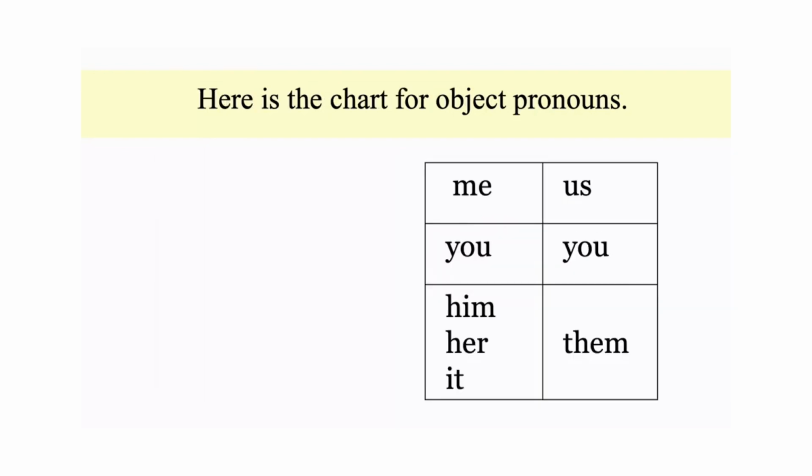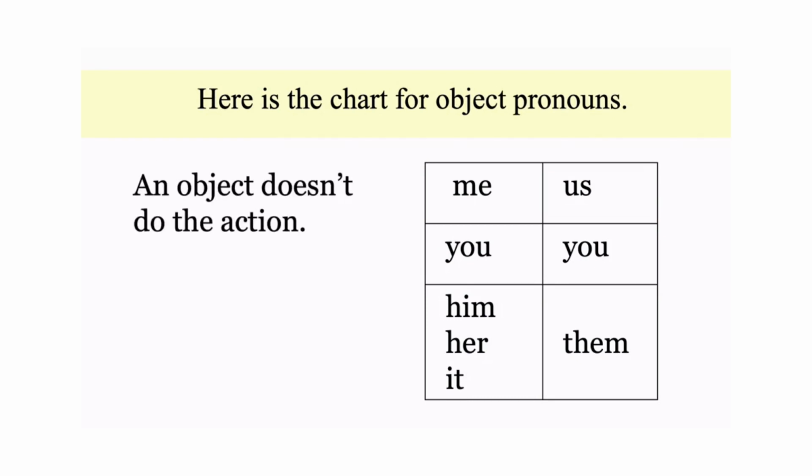Here's the chart for object pronouns. You've probably seen these too. Me, you, him, her, it, us, you, and them. An object doesn't do the action in a sentence. An object receives the action or the result of the action.